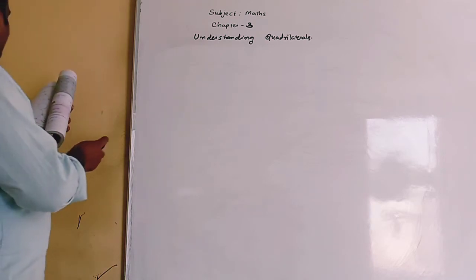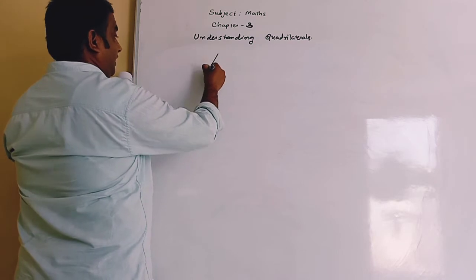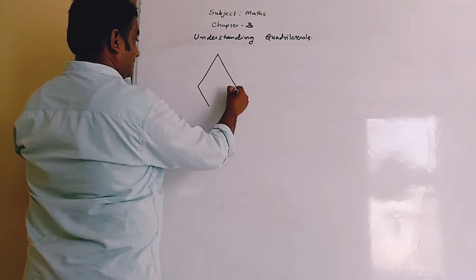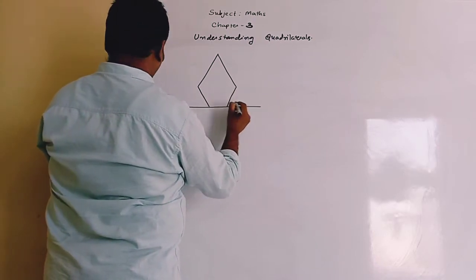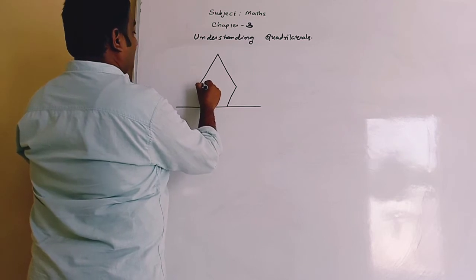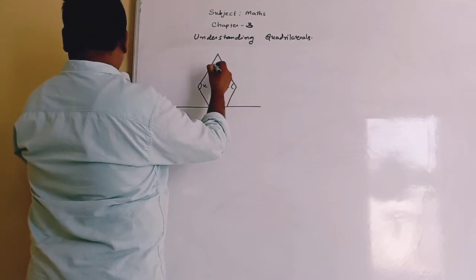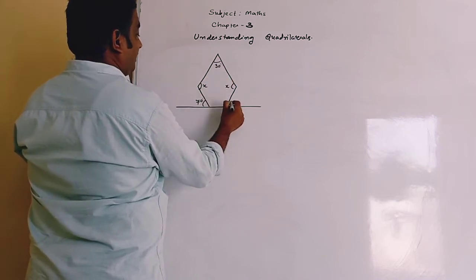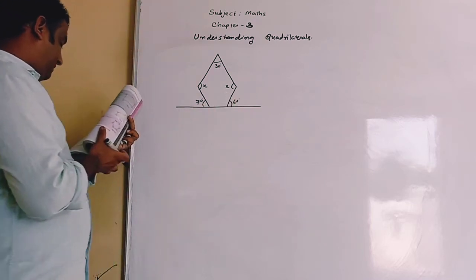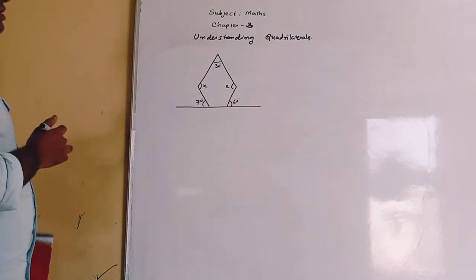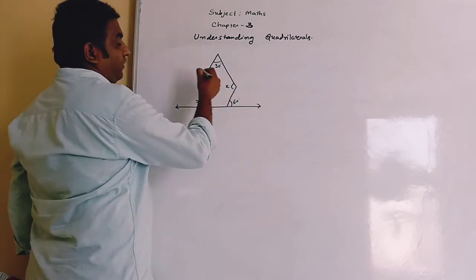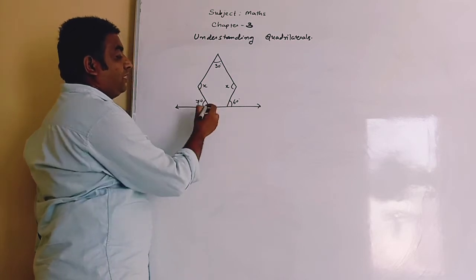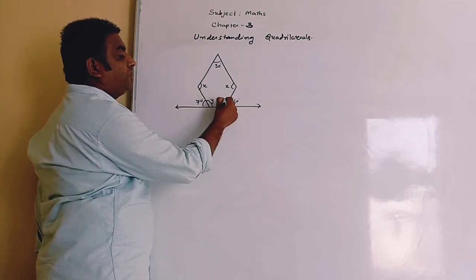So let's see the next question. It is given like this. These two angles are given as x. This is given 30, this angle is given 70, and this angle is given 60. So we want the value of x. For that we require all 5 angles. 3 angles are given, these 2 angles are not given. Suppose we take this angle as y and this angle as z.